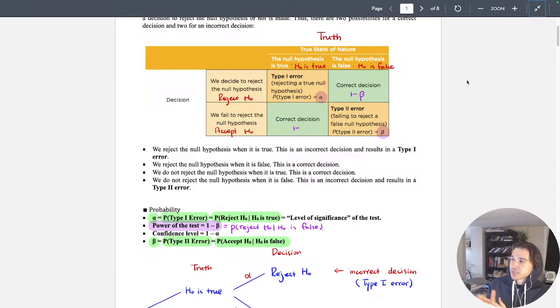If the null hypothesis is true and we fail to reject it, so accept it, that's a correct decision as well. I believe that's meant to say 1 minus alpha. And type 2 error is when the null hypothesis is false, but we fail to reject it. So failing to reject a false null hypothesis is a probability type 2 error equals beta.